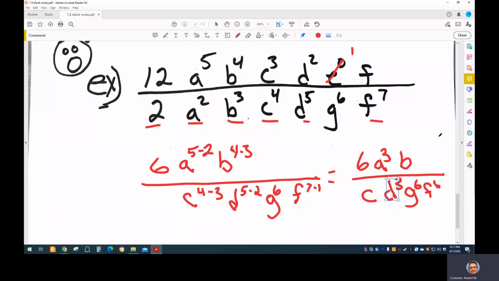And like that, this problem that looks absolutely horrible is fully simplified, and you're done. 6 a to the 3rd power times b divided by c times d to the 3rd power times g to the 6th power times f to the 6th power. And we are all done.